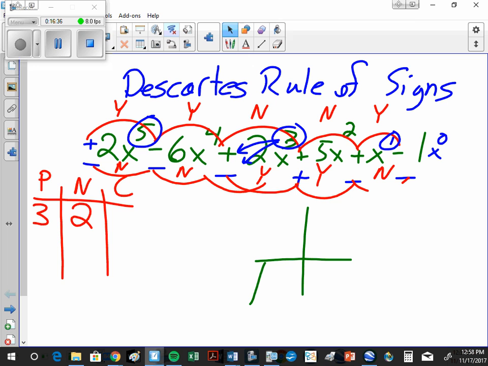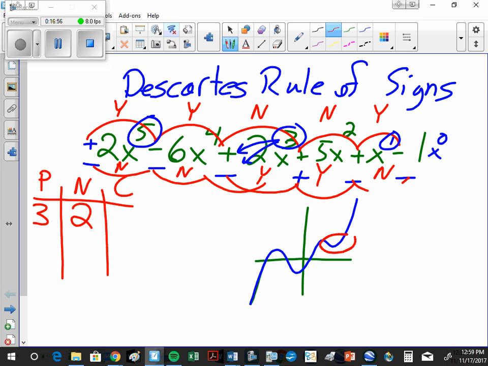Oh, I need to draw it in a different color. Right? Now how many positives does it have? It has 1 positive and 2 negatives. Where are the other 2? They're right here. They're imaginary.